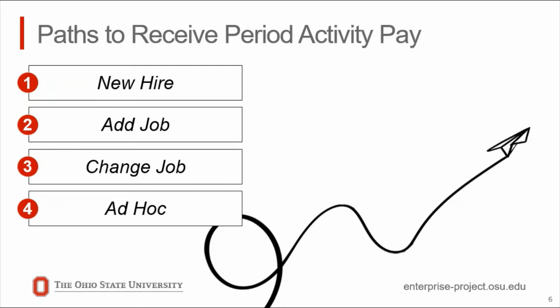Talent acquisition coordinators or managers will be the main individuals responsible for initiating the request for period activity pay. However, the HRC may also initiate period activity pay for graduate associates after hire. Next, we are going to go through the process flow for period activity pay, showing who initiates these processes, as well as the steps associated with period activity pay.